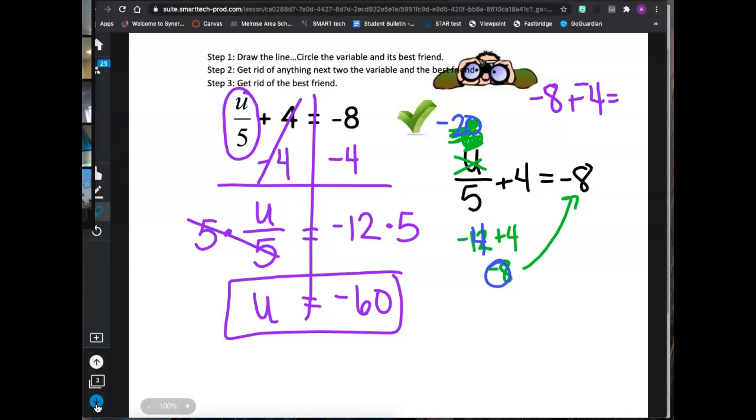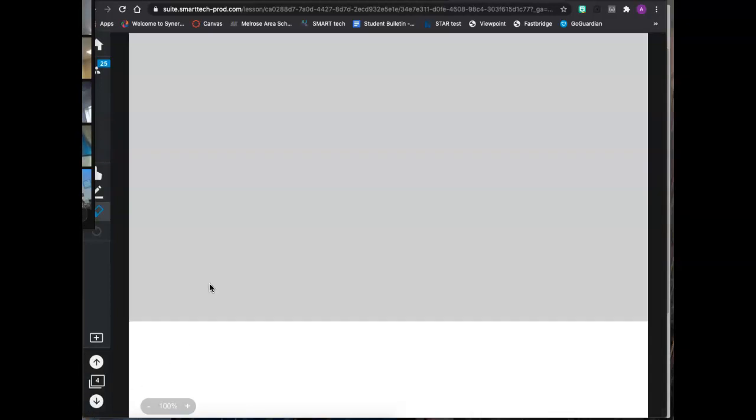Okay? Or I should ask Miss Elfring for help and I would help you try to find your mistake. So the whole point of the check is you should be able to find out if you did it right or wrong. Okay, let's put this next one in our notes.